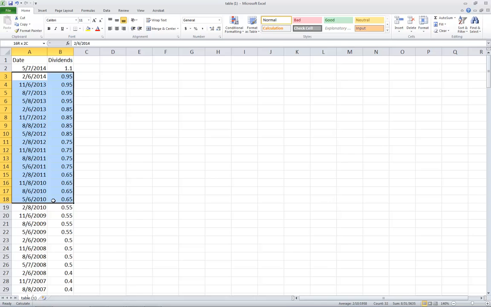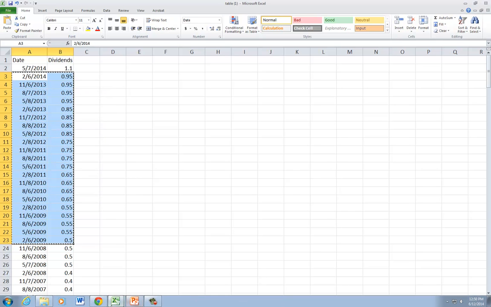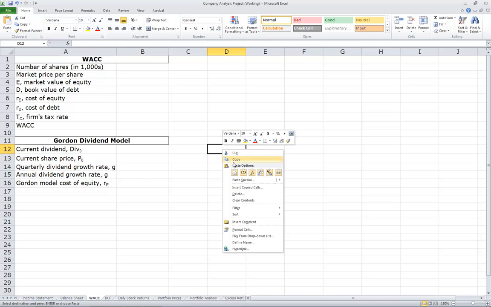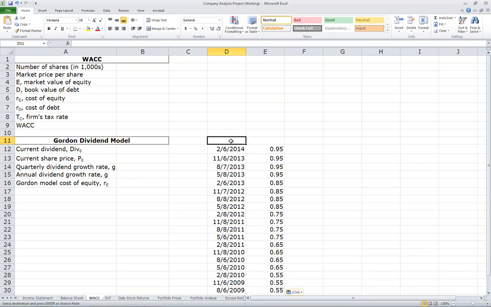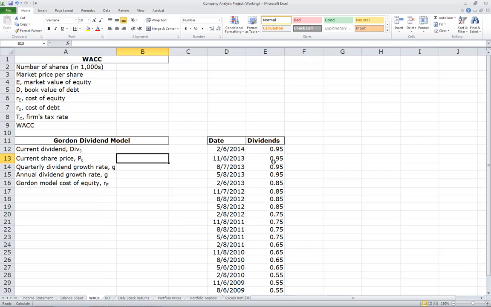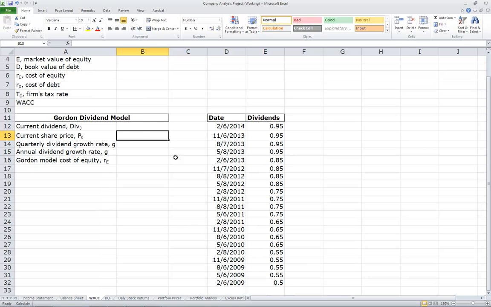So let's take our 21 periods of dividends, and we're going to copy and paste them over onto our company analysis template. There they are, and then we can give it a heading, date, and dividends. Make it look nice. And there we have 21 periods of dividends.